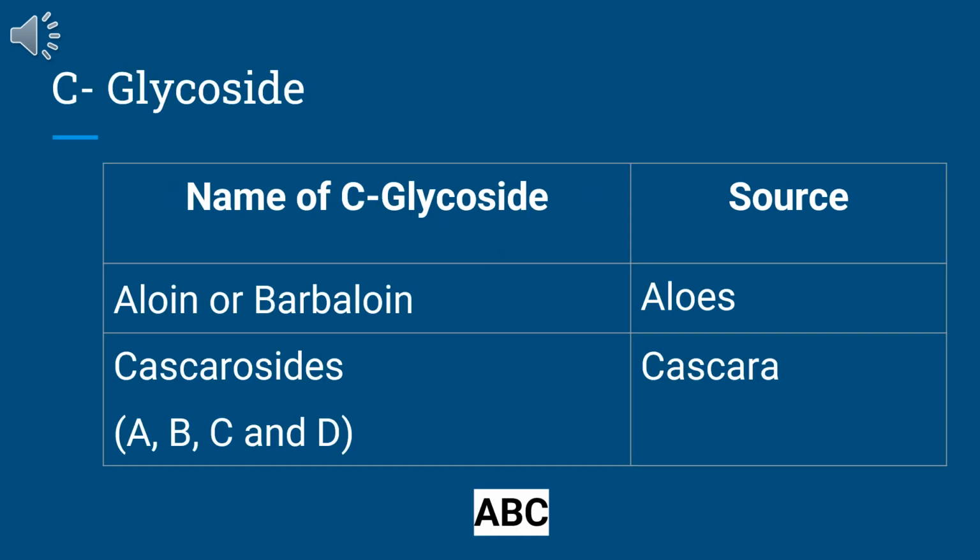Now, based on the linkage between glycone and aglycone part, glycosides can be classified as follows. First one is C-glycoside. Examples are aloin or barbaloin, which are obtained from aloes, cascarosides A, B, C and D, which are obtained from cascara. This can be remembered with the code ABC. A for aloe, B for barbaloin, C for C-glycosides. The same C denotes cascarosides also.